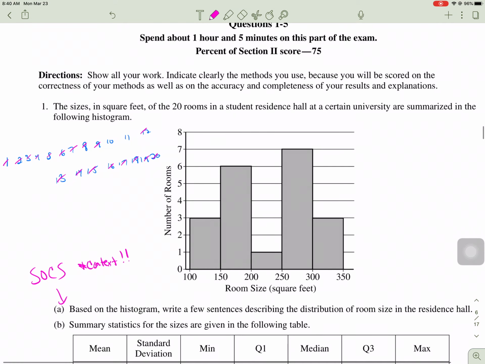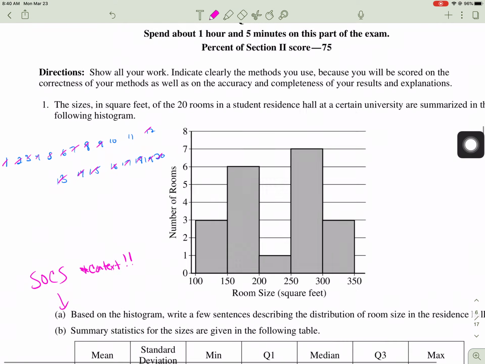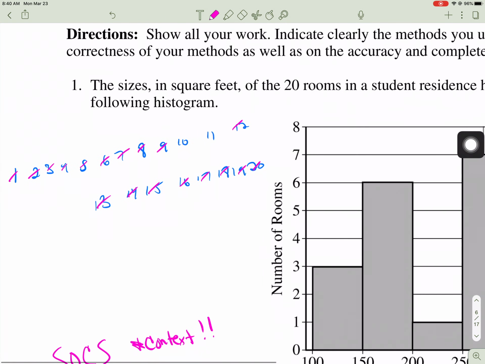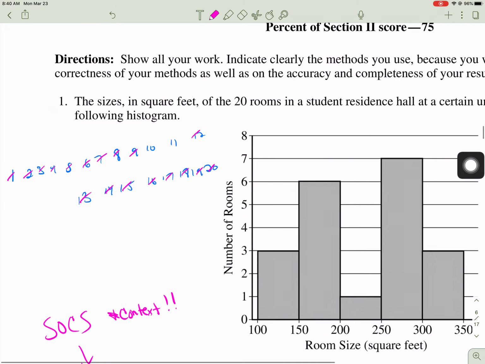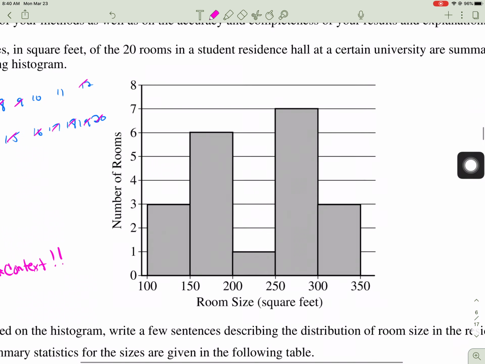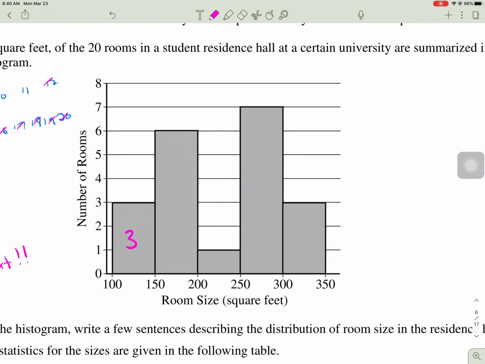Now, since there are 20 rooms, you can see I had to make a little chart here because sometimes I get a little confused. I listed rooms 1 through 20, and then I crossed out from each end, and I got between rooms 10 and 11 is the median. So I said, okay, where are rooms 10 and 11? There are 3 rooms here, 6 here, that's 9, 1, that's 10, and then 7. So the 10th and 11th room is somewhere between, it's in one of these two.